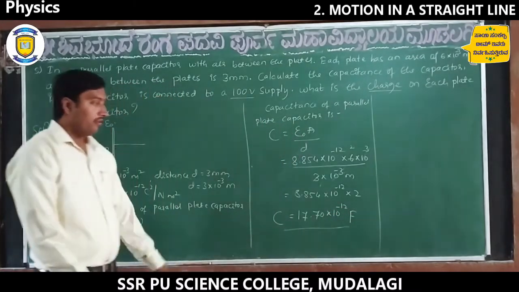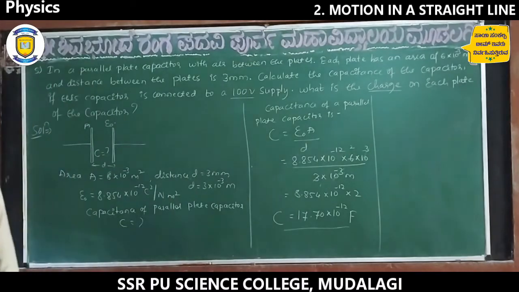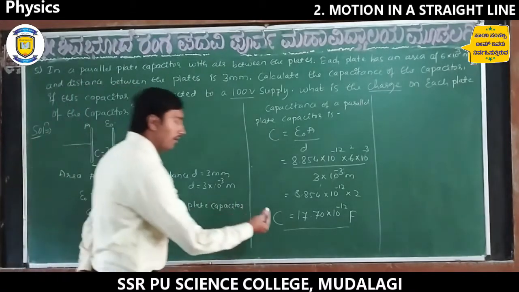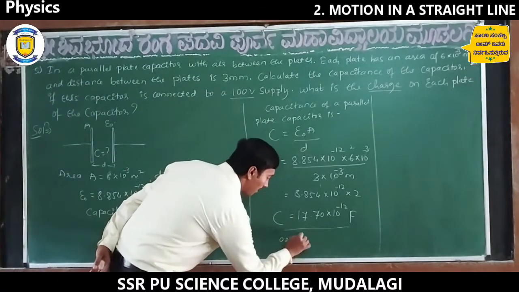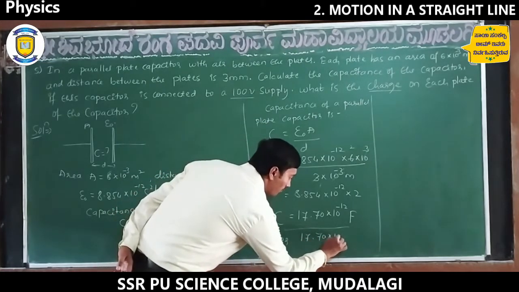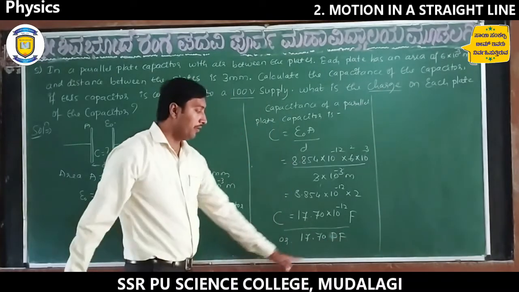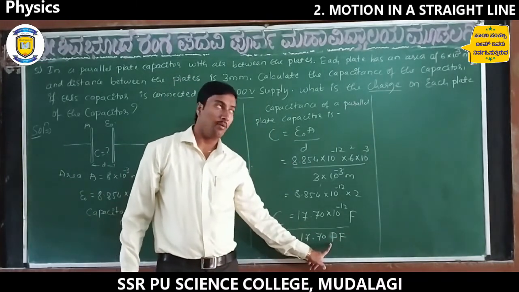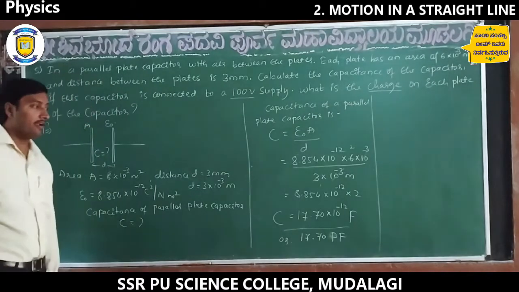The capacitance unit is farad. 10^-12 is called pico farad. So 17.70 into 10^-12 farad is 17.70 pico farad. Pico means 10^-12. Write it in the option.